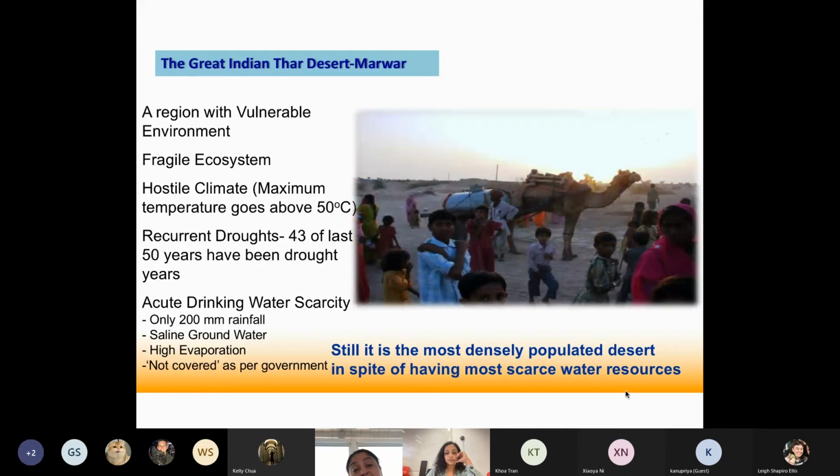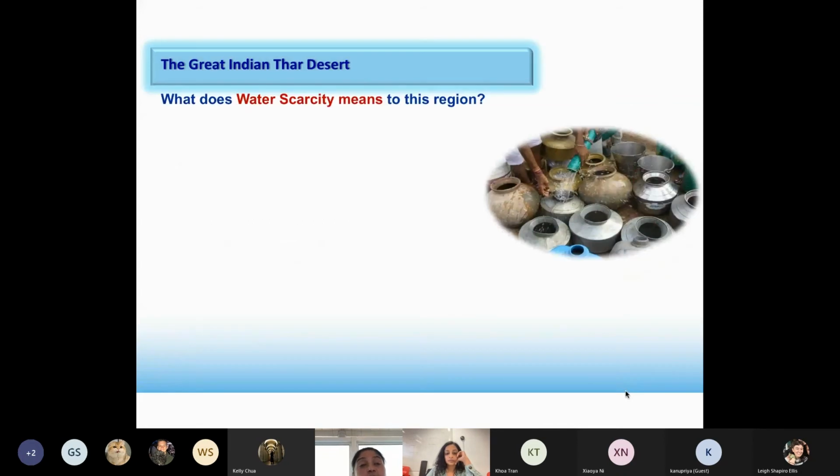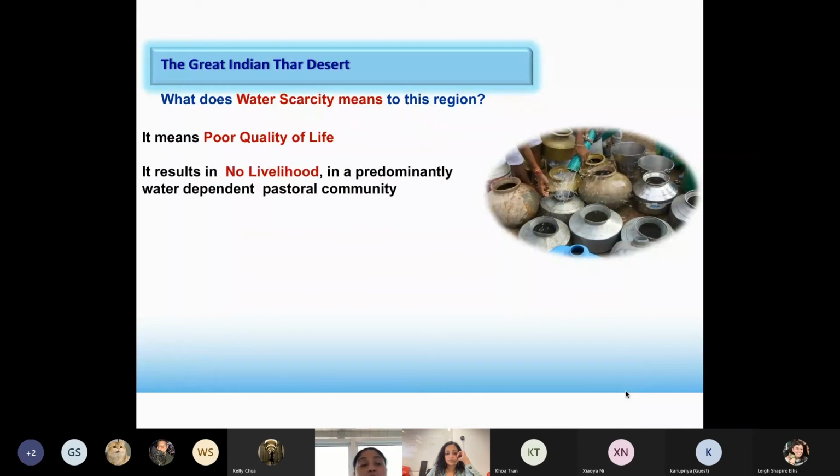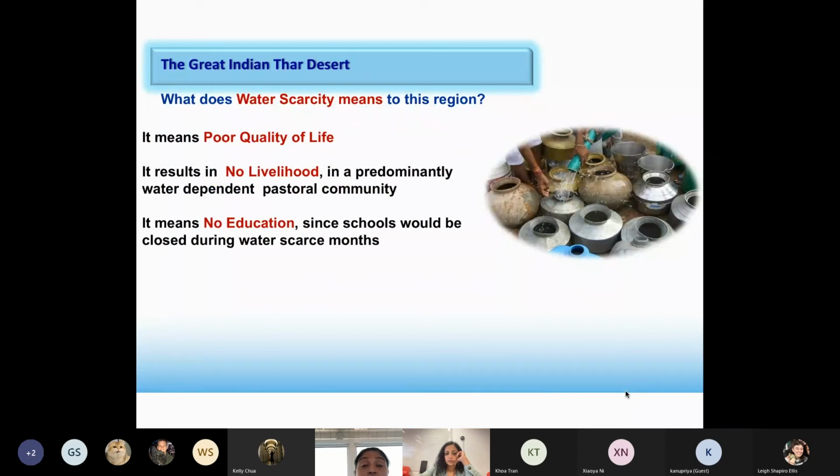What does water scarcity mean to the region? It means poor quality of life. Obviously, the life of people revolves around just provisioning for water. It means no livelihood because we are predominantly a pastoral economy and only dependent on rain fed agriculture, which happens between July to September. No education. Children, especially the girl child, are pulled out of school to help their mothers provide for water.